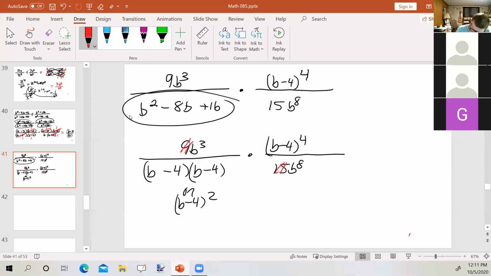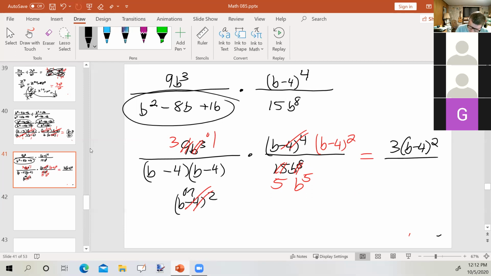9 over 15, I can take out a 3 and get a 3 here and a 5 there. b cubed over b to the 8th, I can get a 1 on top and a b to the 5th. You got 3 on top and 8 on the bottom. You take 3 off the top, 3 off the bottom. You still got 5 on the bottom. And then b minus 4 to the 4th over b minus 4 squared would be b minus 4 squared. So in the numerator, I've got 3 times the quantity b minus 4 squared. And in the denominator, I've got 5b to the 5th.